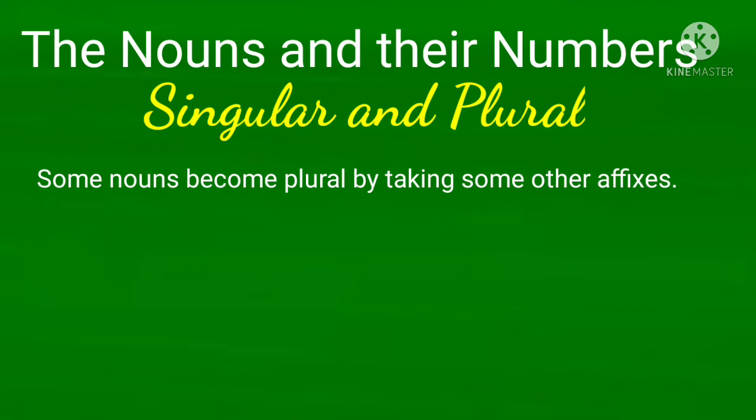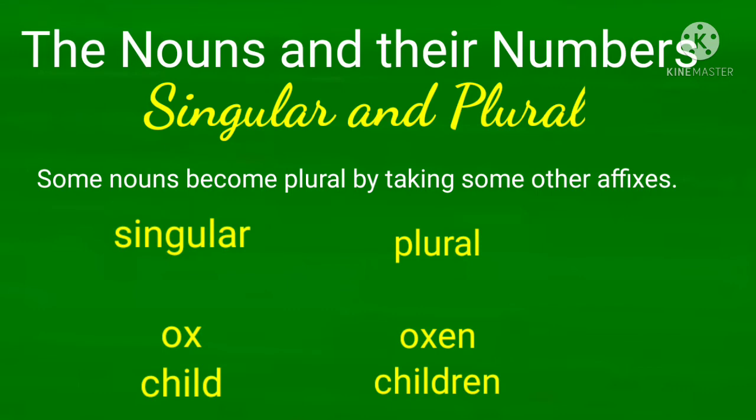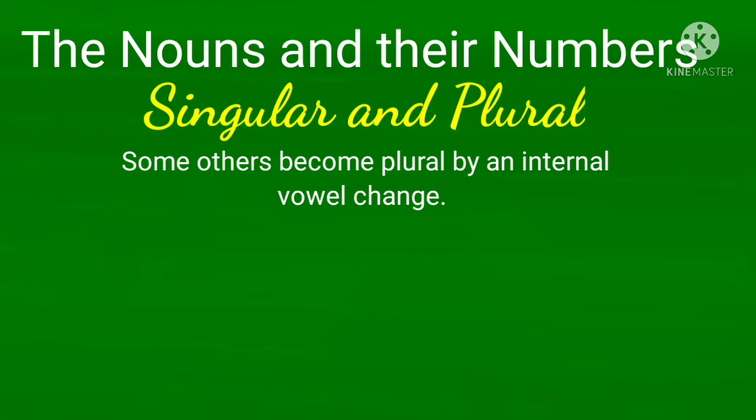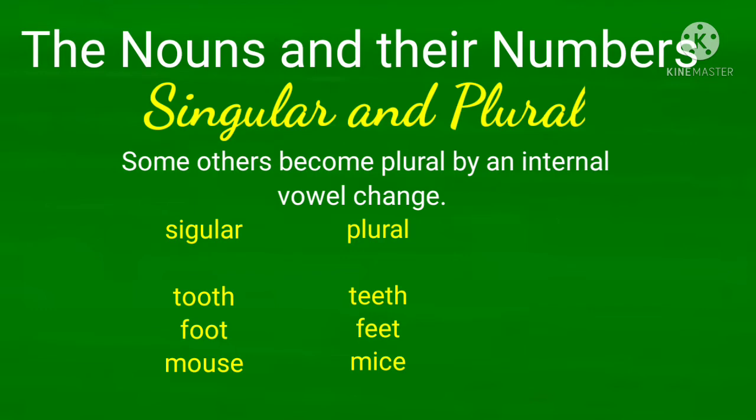Some nouns become plural by taking an affix. For example, ox, oxen, child, children, etc. Some others become plural by an internal vowel change. For example, tooth, plural form is teeth, foot, feet, mouse, mice, M-I-C-E, mice.